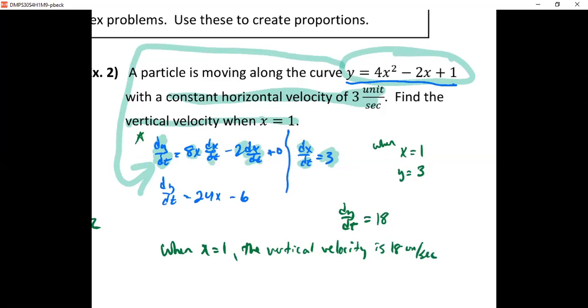But this means that we can fill in all the information that we have to find the unknown value that we don't have. Let me change colors here quickly. We know that dx/dt is 3, so we can plug 3 in right here. We know our x value is 1, so we can plug in 1 here and solve, and we get dy/dt ends up being 18.